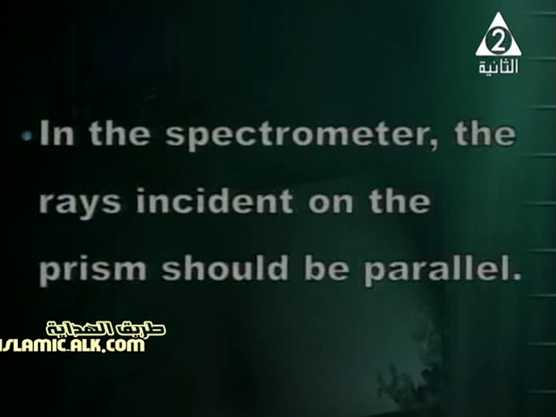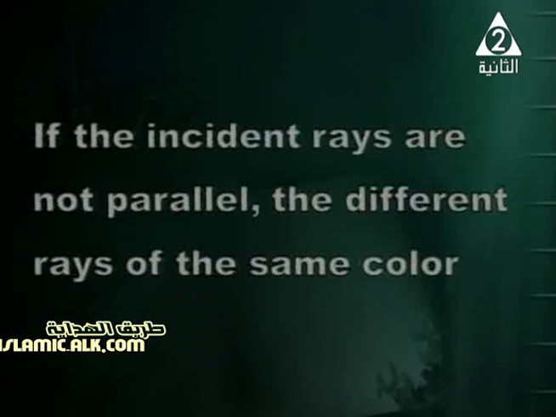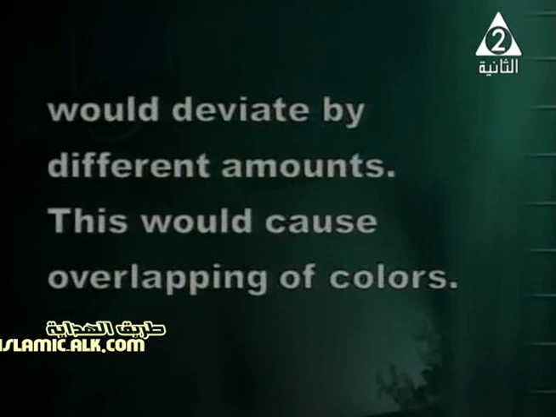Second, give reason. In the spectrometer, the rays incident on the prism should be parallel. Let me say it again. In the spectrometer, the rays incident on the prism should be parallel. If the incident rays are not parallel, this is the answer: the different rays of the same color would deviate by different amounts, and this would cause overlapping of colors.